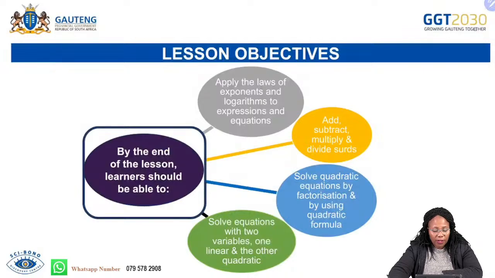Now, by the end of this particular lesson, you should be able to, number 1, apply the laws of exponents and logarithms to expressions and equations, and then add, subtract, multiply, and divide sets. Thirdly, solve quadratic equations by factorization and by using the quadratic formula. Lastly, solve equations with two variables, one being linear and the other one being quadratic. We are talking about our simultaneous equations, grade 12.